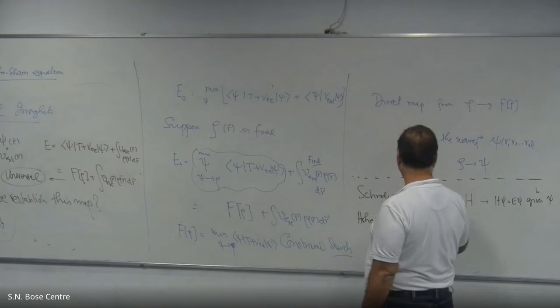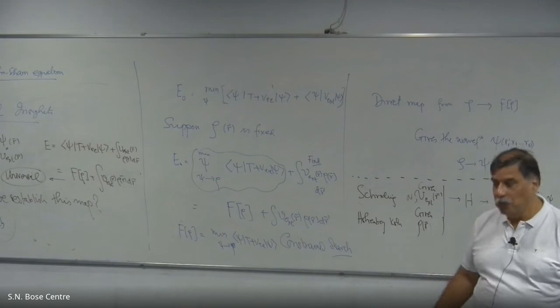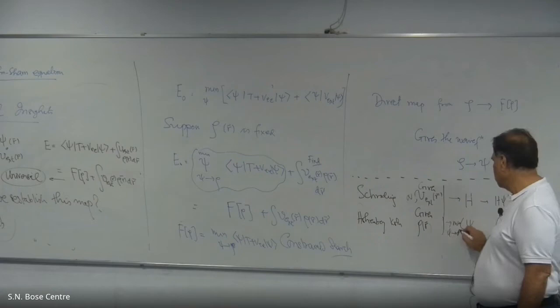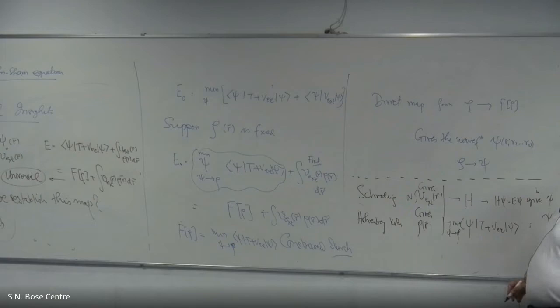Given rho of r. We said rho of r and V external are equivalent. That's what we proved, right? How do I do this? I minimize over psi, only those psi that give me rho, of T plus V_ee. Once you find psi, I can also find V external now. V external is equal to E minus the operator T plus V_ee acting on psi, divided by psi.